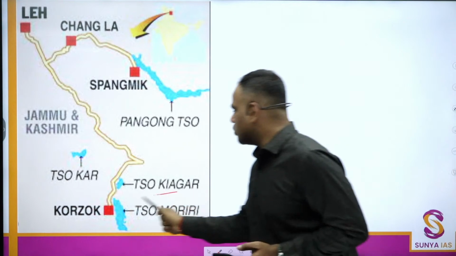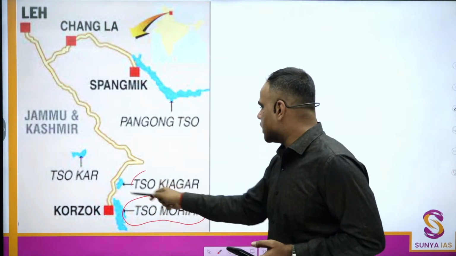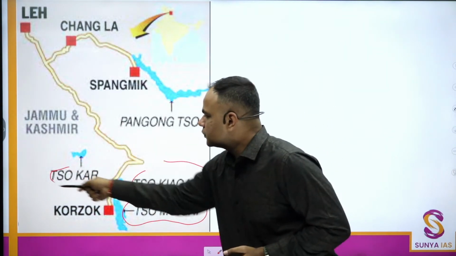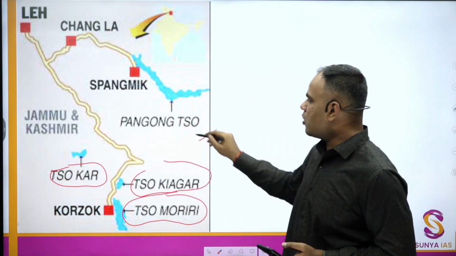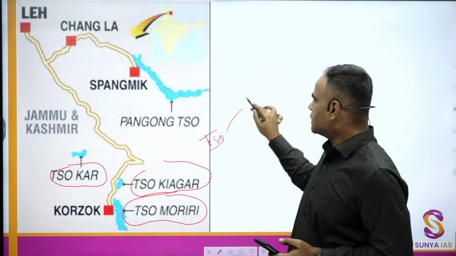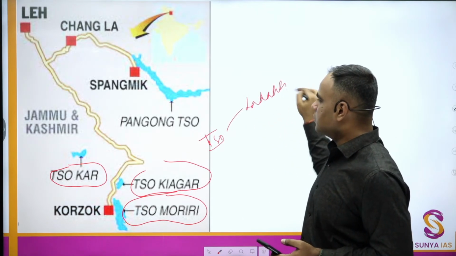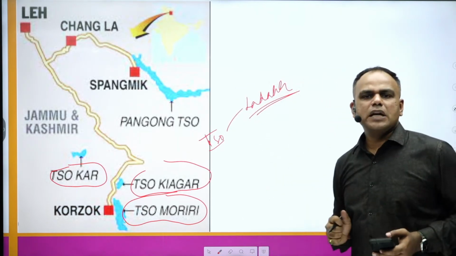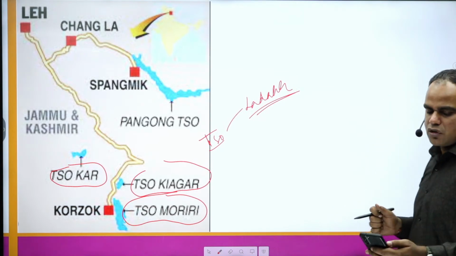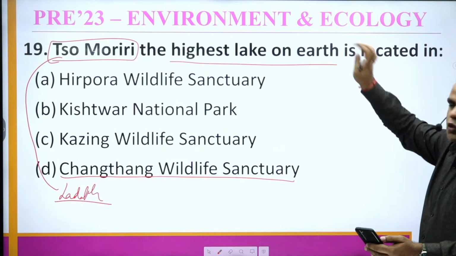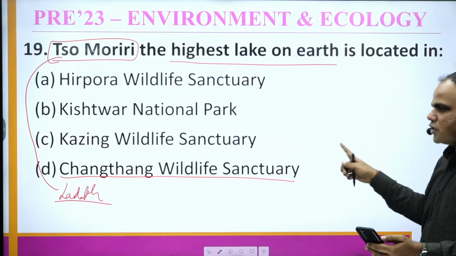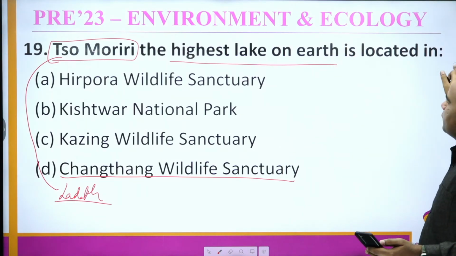So this is your So Moriri, and not just So Moriri, you have So Kar as well. Maybe this can also give you a clue. This term TSO, or Pangong Tso etc., is the Ladakh region. And overall, in your current affairs or in general mapping, you should be aware about these things. So number 1, this is the highest lake on earth, So Moriri, Changthang Wildlife Sanctuary. That is one thing you need to know.